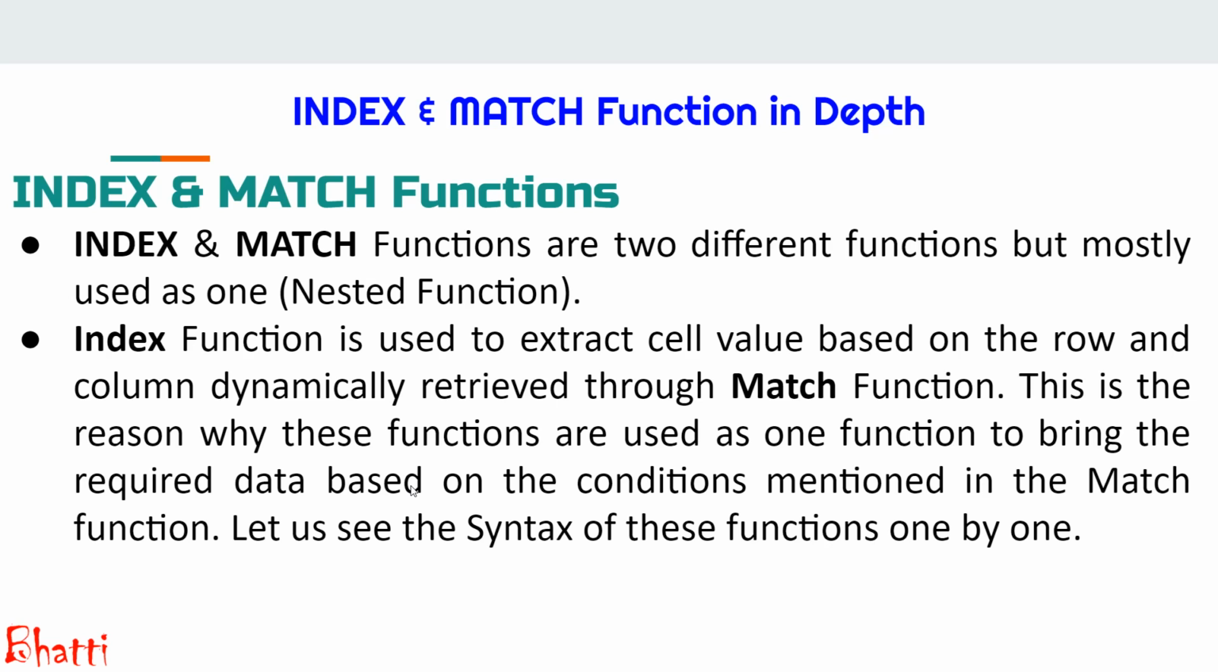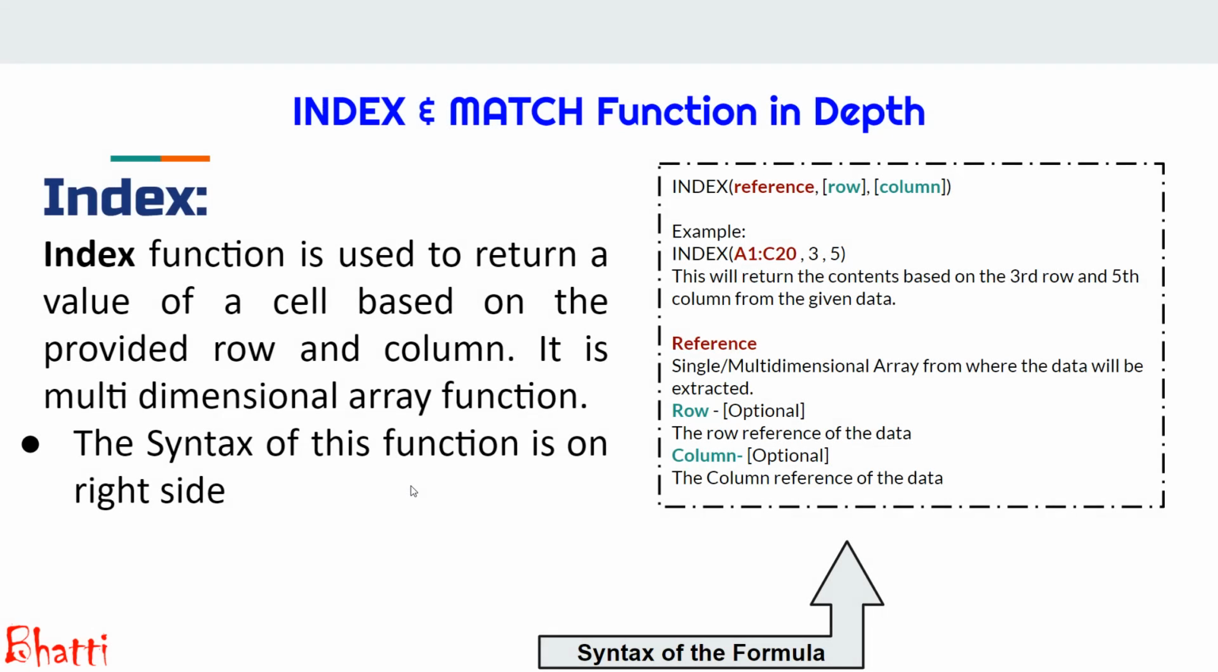inside the index function. Index function will give us a value based on the row and column. To make row and column dynamic, we will use the match function inside the index function. So this function will go to the row number and the column number. Wherever there is intersection, the function will get the data and display it in the cell where we will use the index match function. Let us see index and match function one by one in detail.